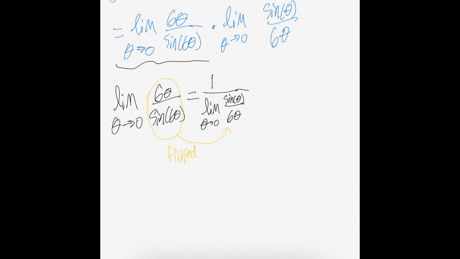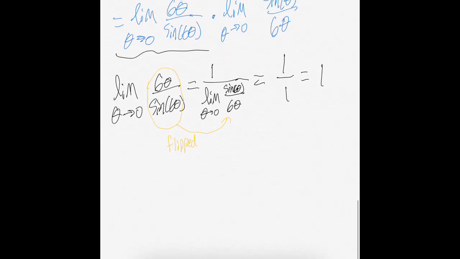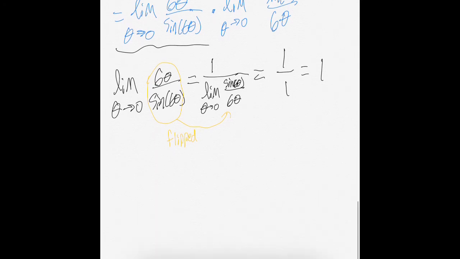We're basically just using the multiplicity of limits here. And now this limit, I know that the limit of sine 6 theta over 6 theta is 1. So this limit down here, I know to be 1, and so this is just 1. So what I can do is flip, here I flipped both the limit and the fraction.